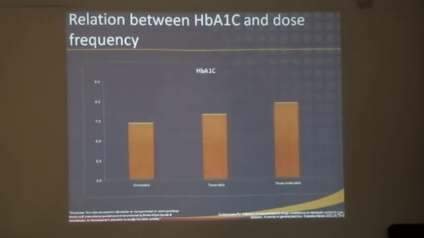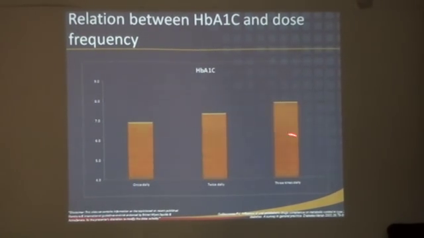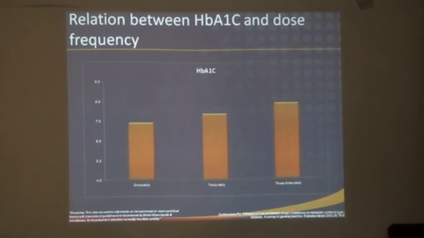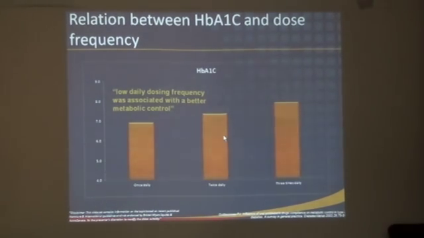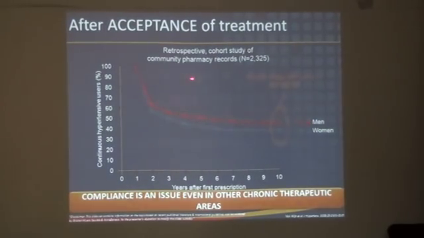So what is the relation between HbA1c and dose frequency? Once a day, and 3 times a day. Once a day, lower dose frequency was associated with a better metabolic control. And this is a retrospective study.